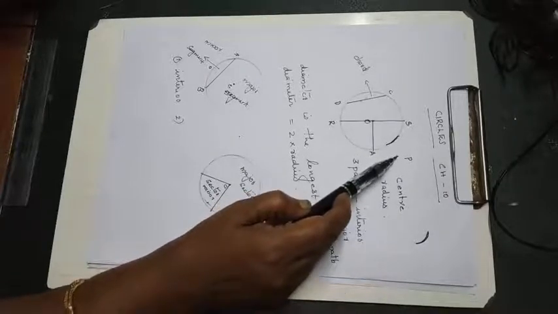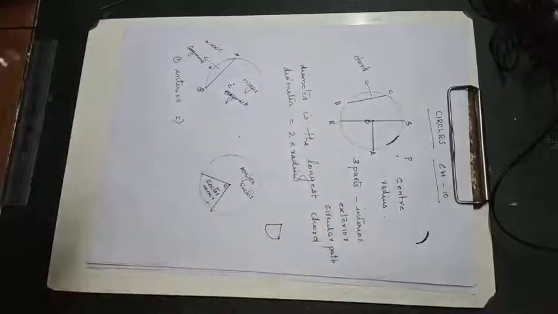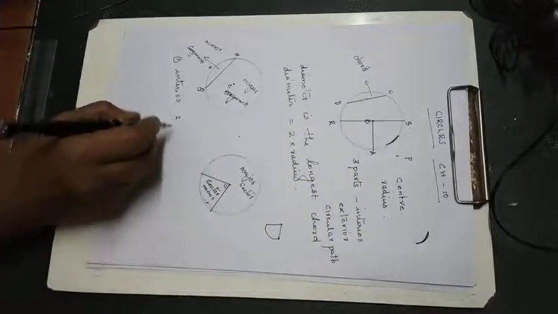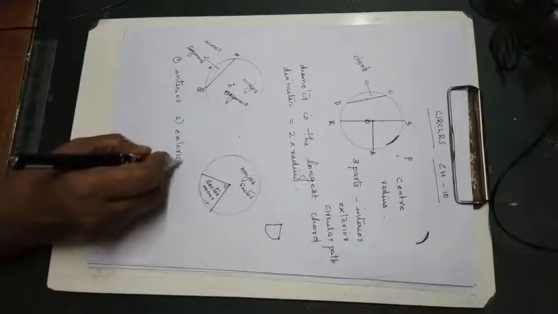So it is more than the radius. That means that point P lies on where? That is, on the exterior of the circle. That is, it lies in the exterior of the circle.